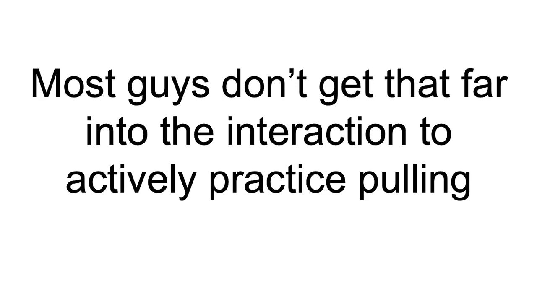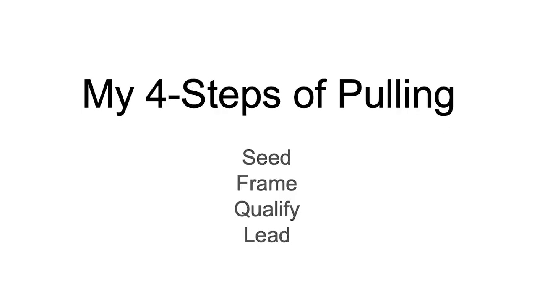And most guys do not have a process for pulling. They just kind of hope. They just try and get the girl very attracted and then at some point be like, hey, so you want to come back to my place? Which is a terrible approach. You want to be methodical about this. You want to have a system just like everything else in game. So here are my 4 steps to pulling.